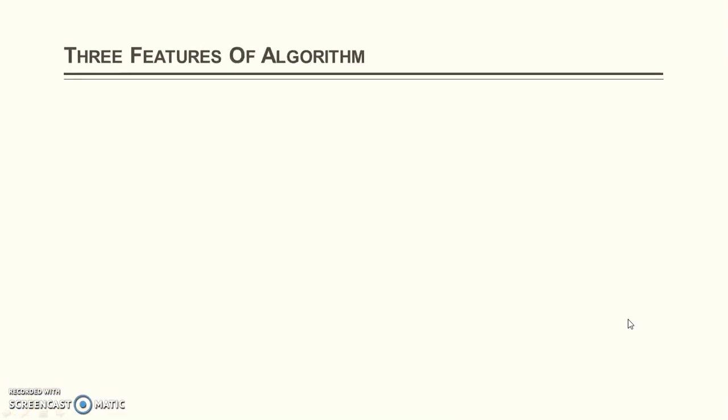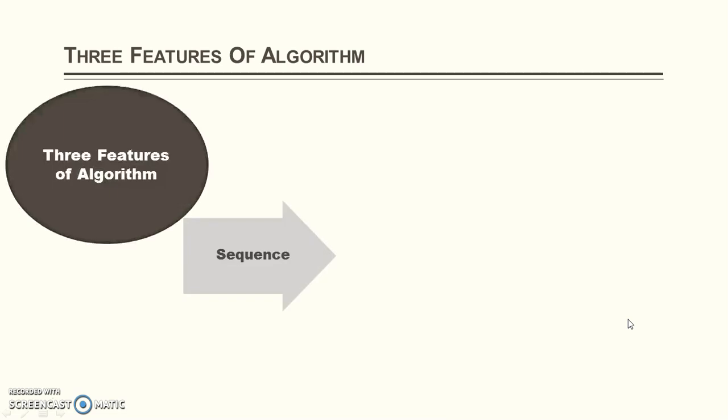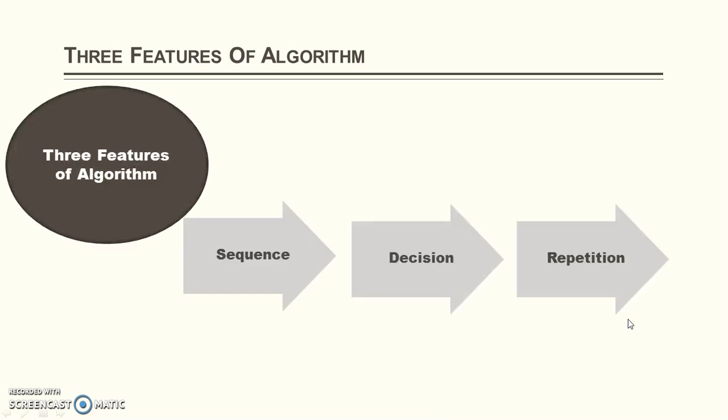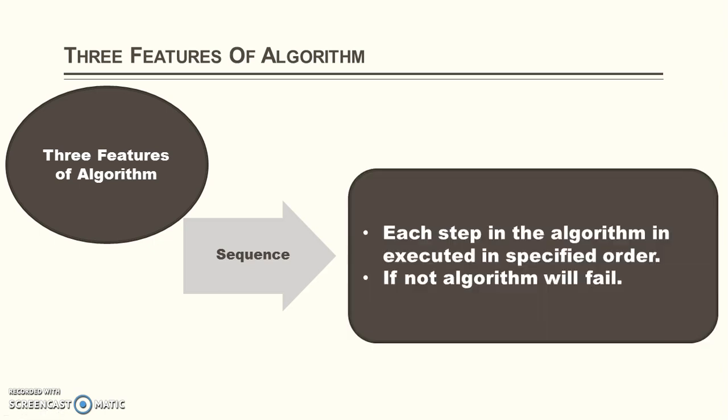Next we will discuss three important features of the algorithm, that is sequence, decision and repetition. We will discuss each with an example. So let's start with the sequence. Sequence is nothing but the specific order in which you will execute your algorithm. That means each step in the algorithm is executed in the specific order. If it is not executed in that way, then your algorithm will fail.